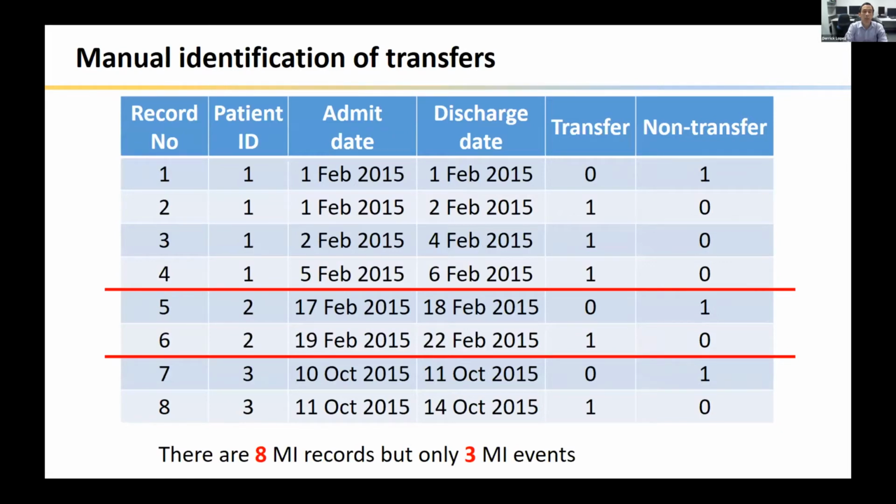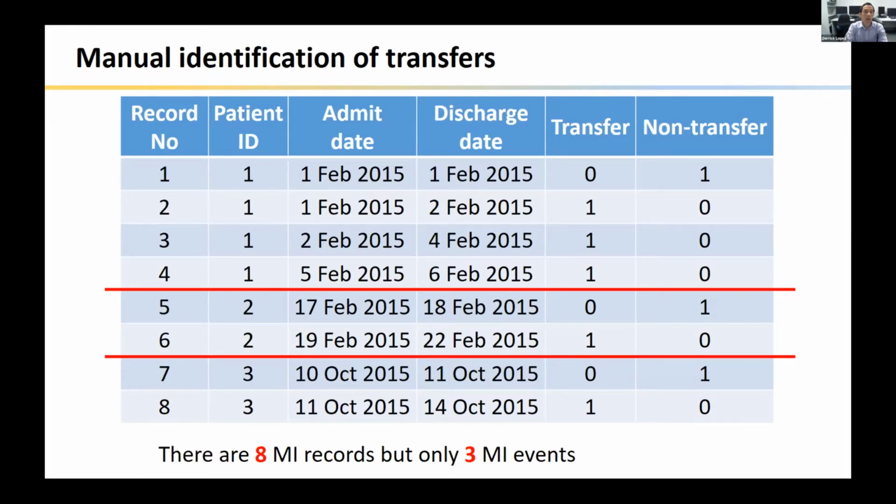Here is how we manually identify transfers. Records 2, 3, and 4 are transfers relating to patient 1. As you can see, there's a one-day window between the discharge and subsequent admission. Similarly, record 6 is a transfer for patient 2, and record 8 is the transfer for patient number 3. In this example, there are 8 MI records, but it only represents 3 MI events. So as I mentioned earlier, we can overestimate the burden of MI if we do not take transfers into consideration.